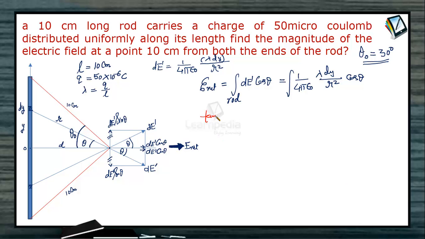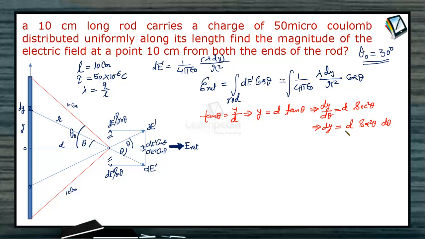Tan theta is equal to y divided by d, as you can see in this triangle. So it means y is equal to d tan theta. That means if we differentiate it with respect to theta, dy by d theta, what does it become? It becomes d multiplied with what? Sec square theta.